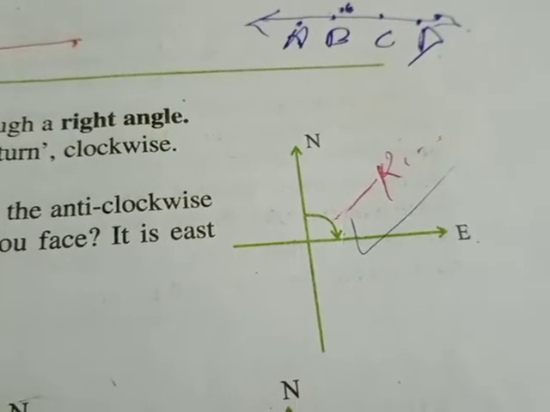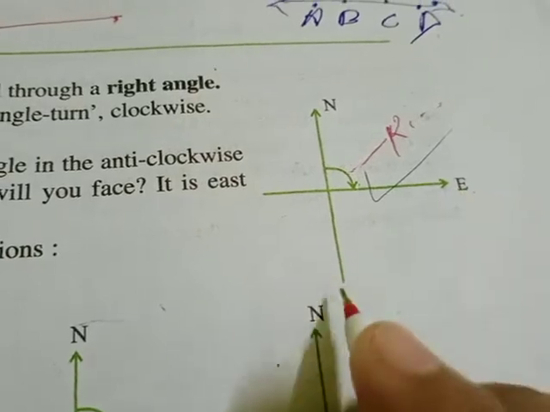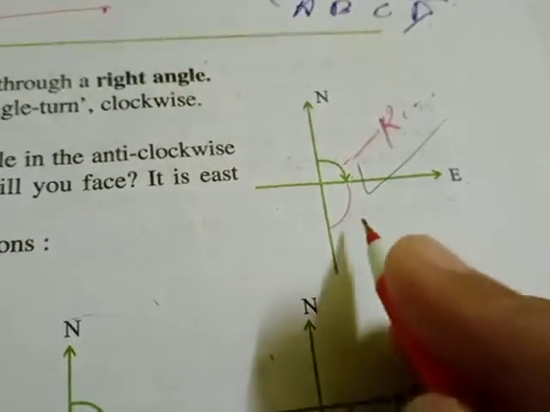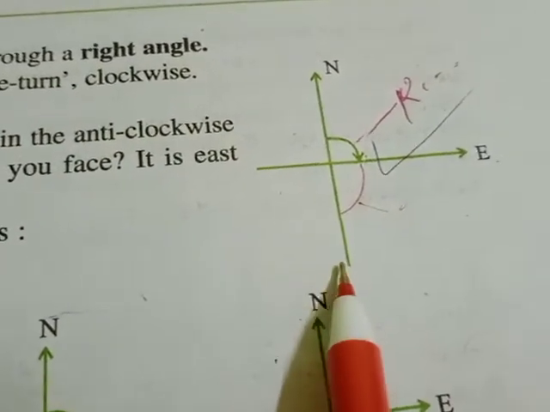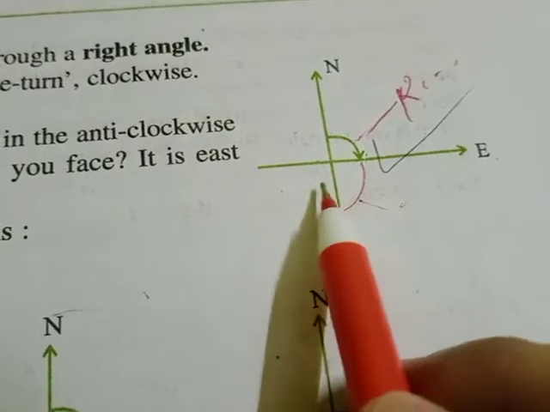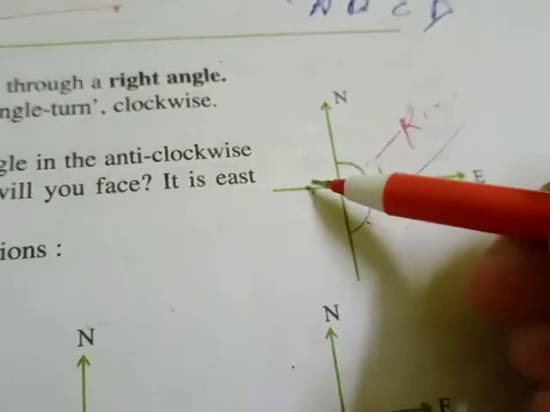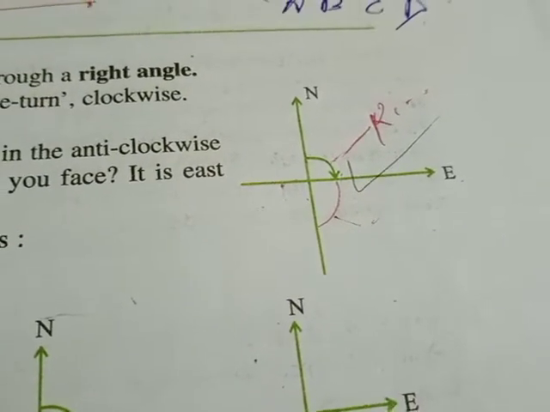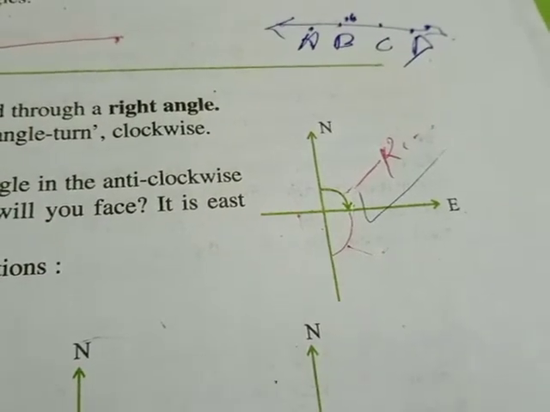Again, when we take a turn from east to south, this will also be a right angled turn. In the same way, when we move from south to west, again it is a right angled turn, and north to west also is a right angled turn. So the turn which we take from north to east is known as a right angle, and so on.